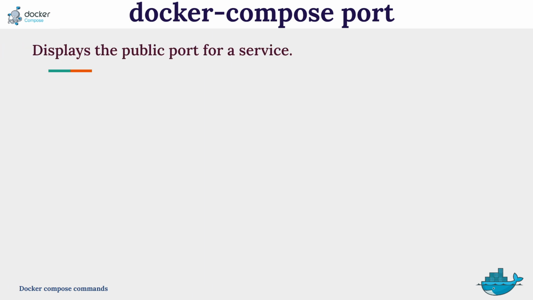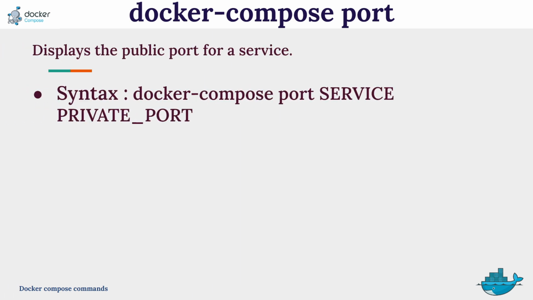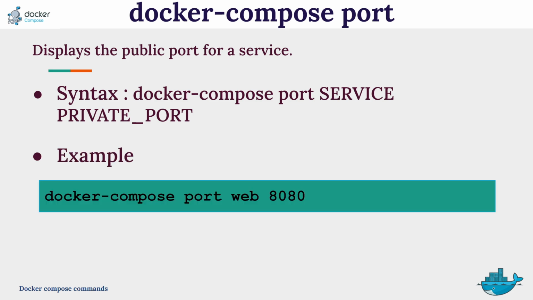Next command is docker compose port. Displays the public port for a service. Let's see the syntax. The usage of the docker compose port command starts with the docker compose port keyword, service, private_port. It shows which port a service is accessible from.